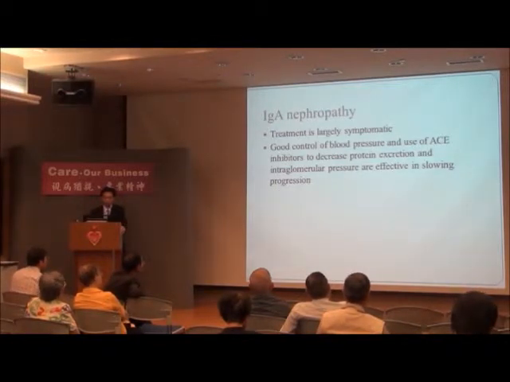For IgA nephropathy, treatment is largely symptomatic. Good control of blood pressure and use of ACE inhibitors to decrease protein excretion and intraglomerular pressure are effective in slowing the progression of the disease.